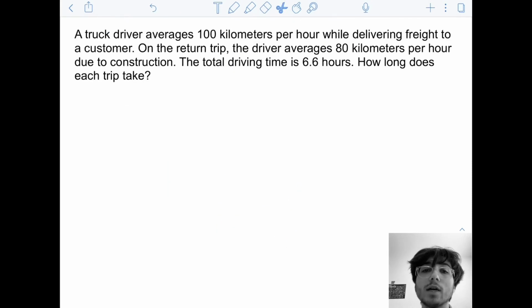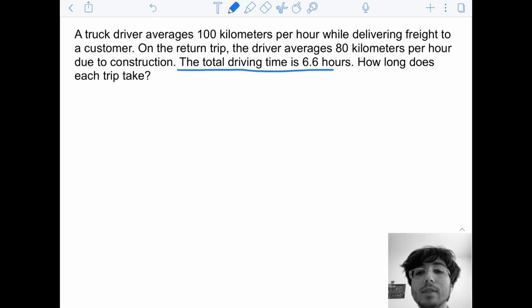A truck driver averages 100 kilometers per hour while delivering freight to a customer. So freight is just goods transported by truck. On the return trip, the driver averages 80 kilometers per hour due to construction. The total driving time is 6.6 hours. How long does each trip take?